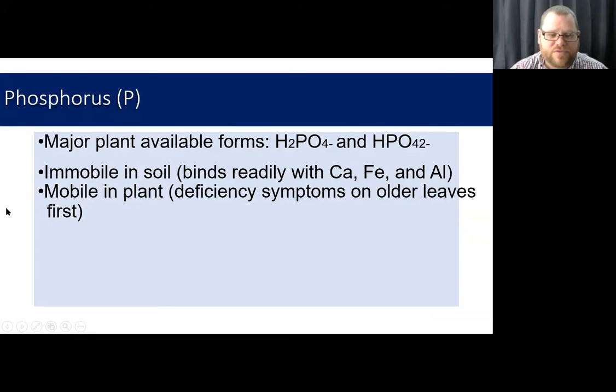Phosphorus is available in several different forms also. It is immobile in the soil. It binds readily with other elements, and it is mobile in the plant. So immobile in the soil, mobile in the plant. Immobile in the soil should key us in that it may be available, but it's not usable. Okay, it may be in the soil, but it might not be able to be absorbed by the plant. Therefore, we're going to have to add some more.